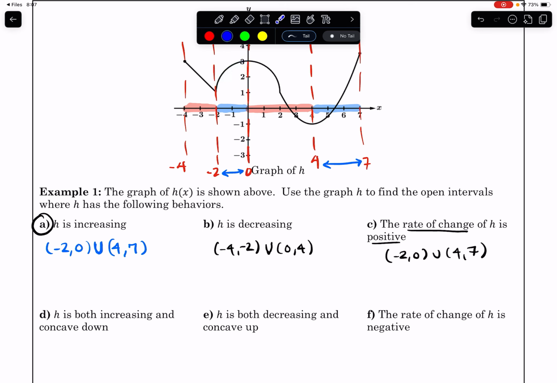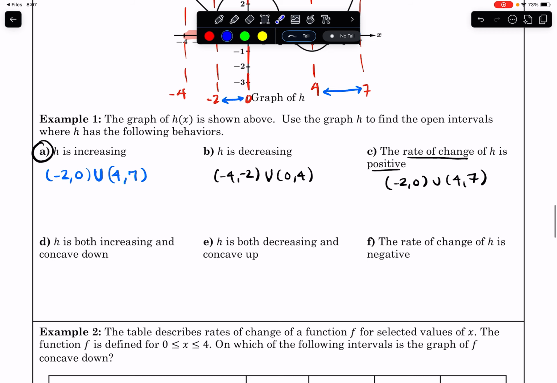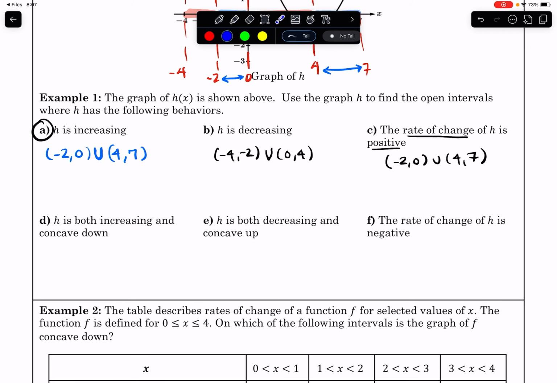If we look at the other section where our graph is increasing, which is in this section right here from 4 to 7, it is not concaving down. This is concaving upwards. So the answer to this, h is both increasing and concaving down, will be between -2 and 0 only.